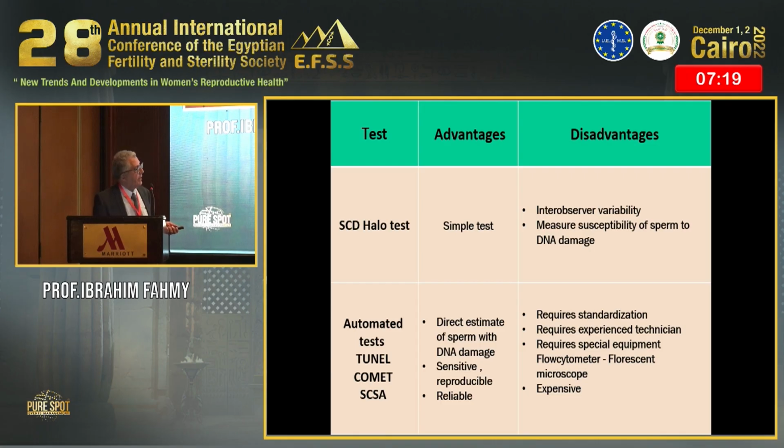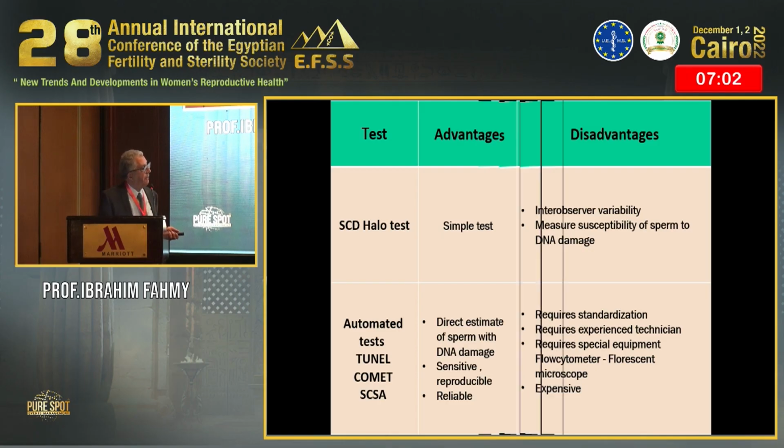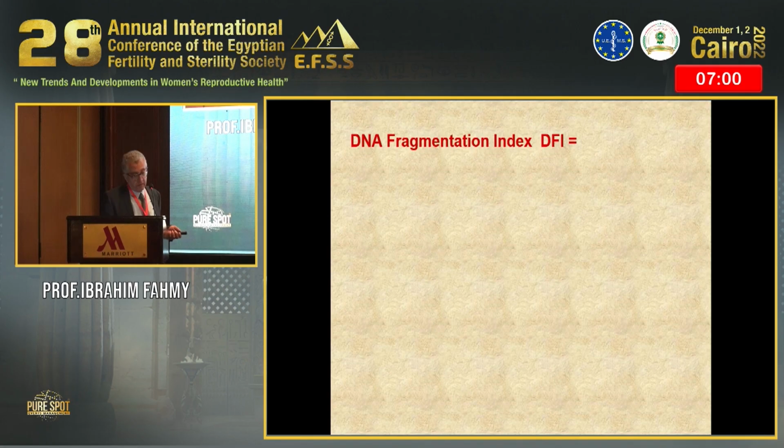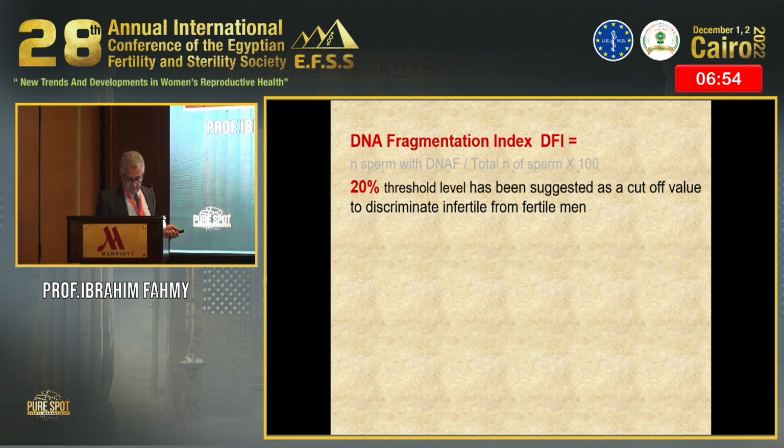Other tests are more objective, more sensitive, reproducible and reliable, but usually they are more expensive and need specialized training and specialized instruments, like a flow cytometer or fluorescent microscopy. And that's why they are more expensive than the other one. Not a little bit, a lot more expensive. I'm sorry.